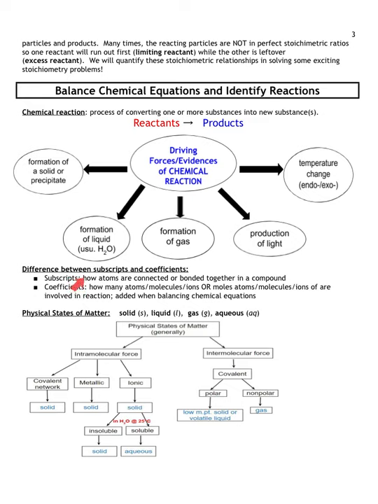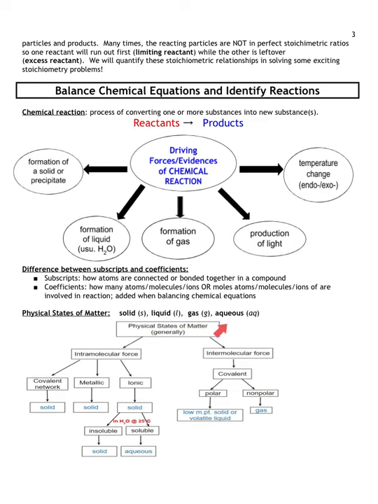So what's the difference between subscripts and coefficients? Subscripts are how we connect atoms together in a compound. You have been putting subscripts in to neutralize your ionic compounds oftentimes. And when you put a subscript in, you're just showing how they are bonded and connected together in that compound. Coefficients are used to tell you how many of those substances, compounds there are in a chemical reaction. We add coefficients when we're balancing chemical equations.